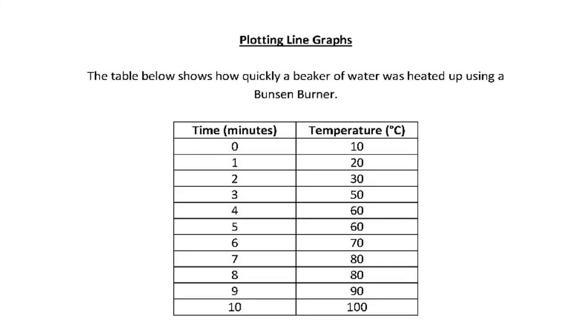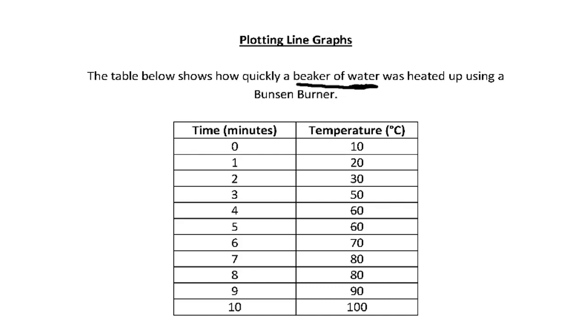Now here is a common problem you'll find in math. It says the table below shows how quickly a beaker of water was heated up using a Bunsen burner. So a Bunsen burner is just one of those things in chemistry. It looks like a candle and you light it and it has a flame coming out of the top of it. So a beaker of water, they just put a beaker of water over it, just like you would boil water over the flame of your stove at home.